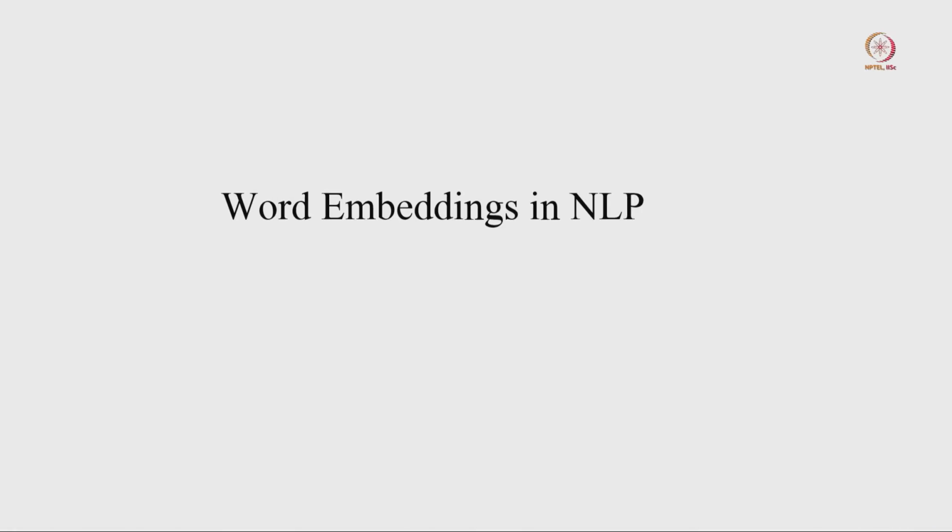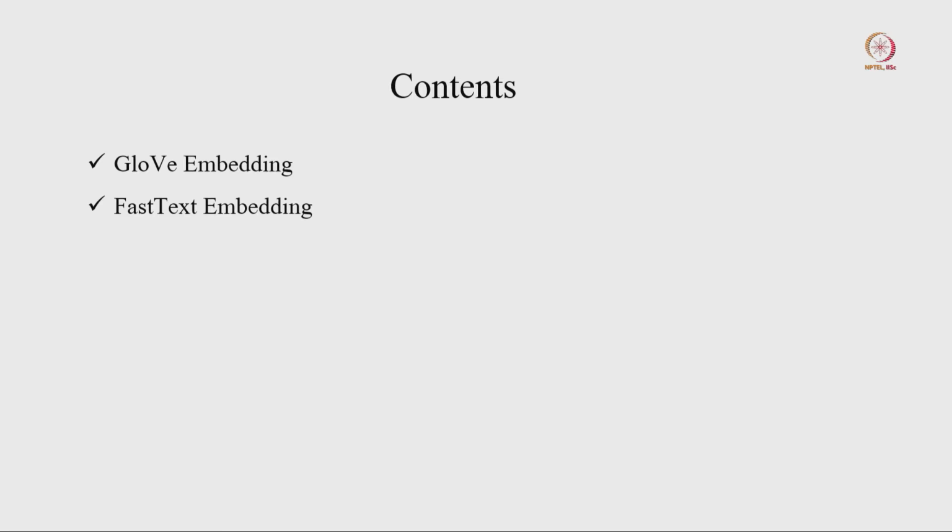In my previous lecture, we were discussing distributed text representations, and we have seen the word2vec model with the continuous bag of words and the skip-gram model. In today's session, we will continue with word embeddings in NLP, and the contents for today's session are GloVe embedding and FastText embedding. So, we will see what these embeddings are and how they are different from the word2vec embedding. Now, what is this GloVe embedding and what is the significance of this one?